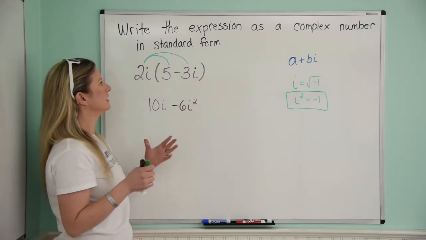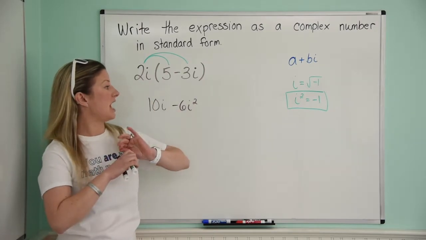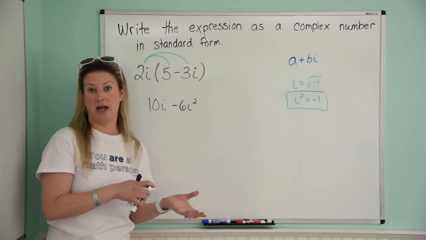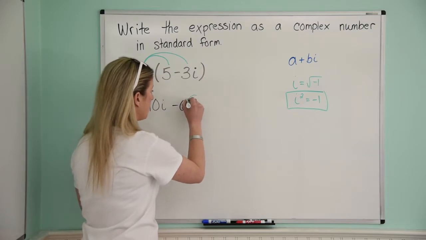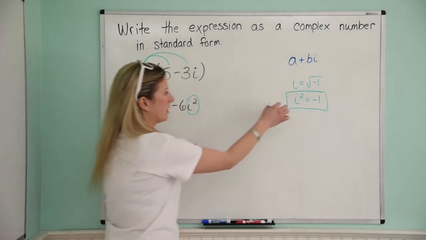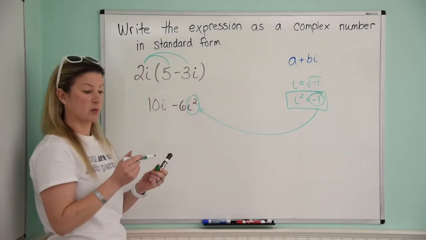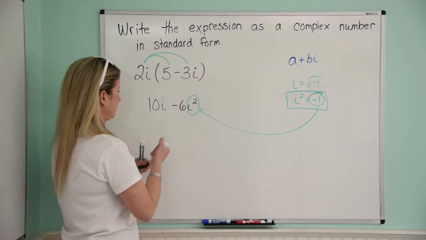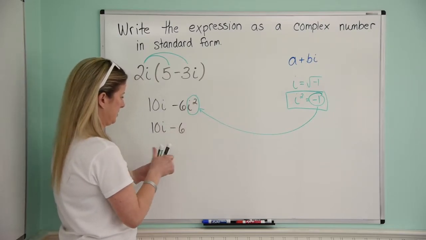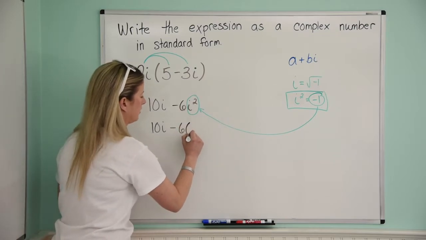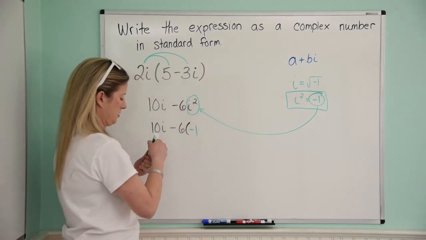Just think about that. Whenever you're dealing with complex numbers, I want you to remember i squared equals negative 1. Then, if you ever see an i squared anywhere, you are going to substitute negative 1 in for the i squared. So here's an i squared right here. Since I know i squared equals negative 1, I'm going to take the negative 1 and plug it in for i squared. So let's do that. We've got 10i minus 6 times i squared, which is negative 1, negative 1, perfect.